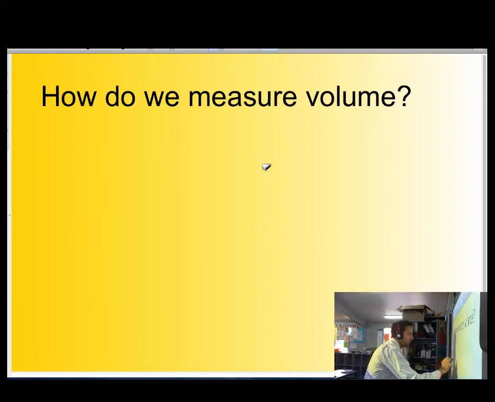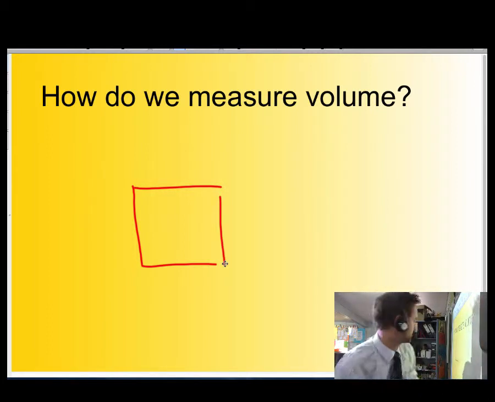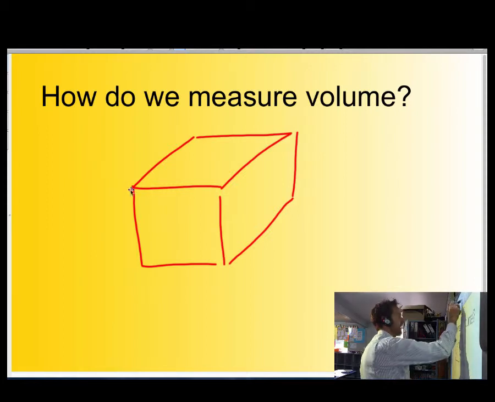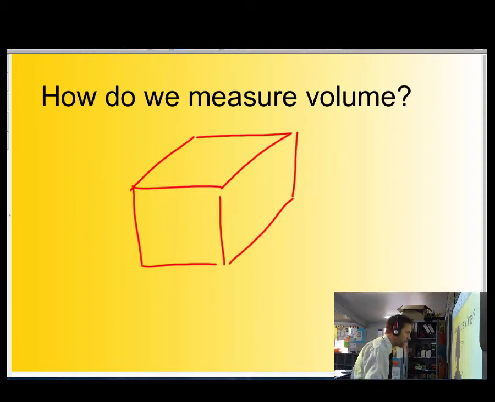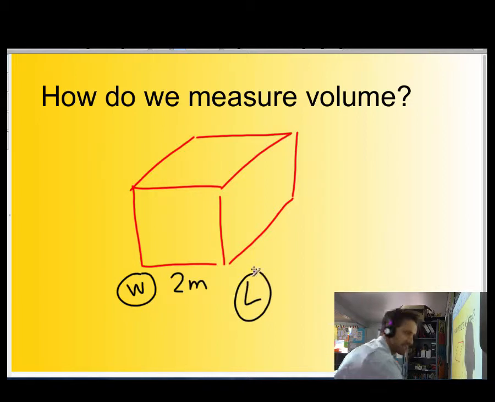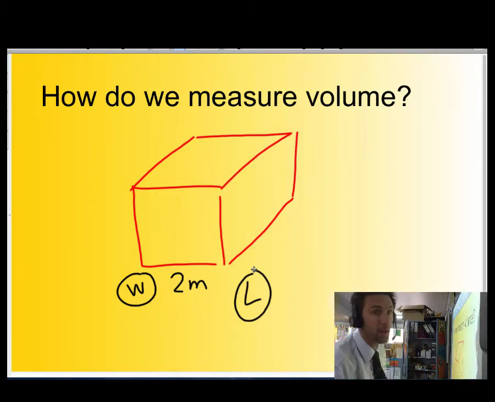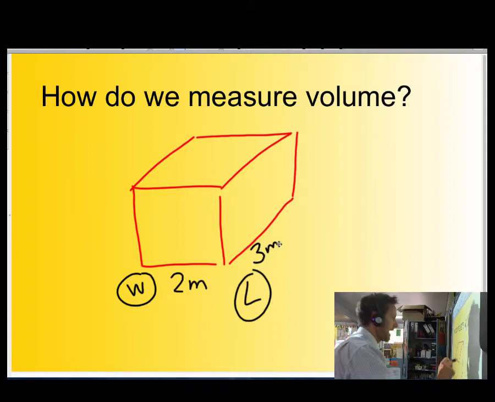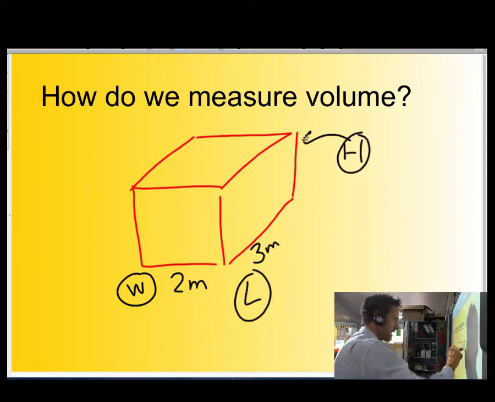So when we look at volume, let's look at something like a cube. Oh no, I don't want to draw a cube. Let's draw a rectangular prism, actually. Okay, it's not quite a cube, is it? Width, we'll call 2 meters. The length, this up and down dimension, the longest part of any object is called the length, and we'll call that 3 meters. And the height, that's this dimension here, let's say that is about 2 meters as well.